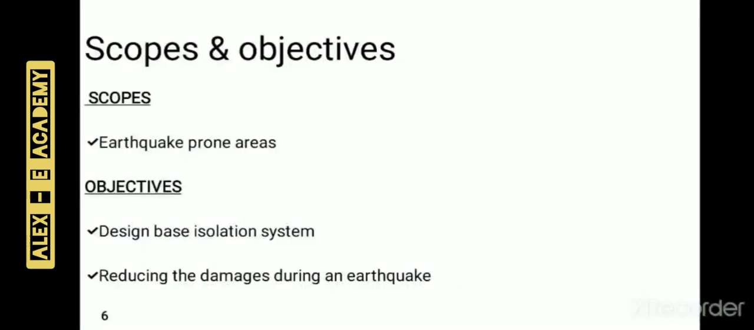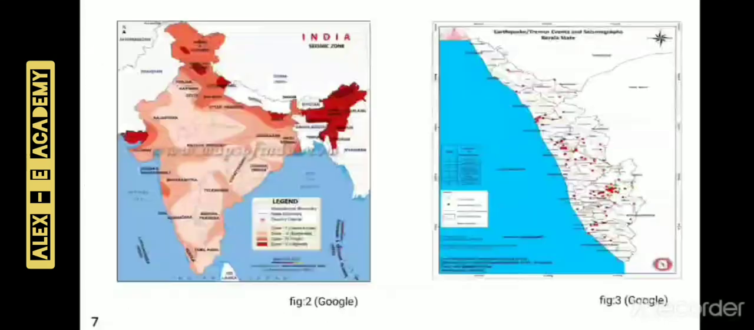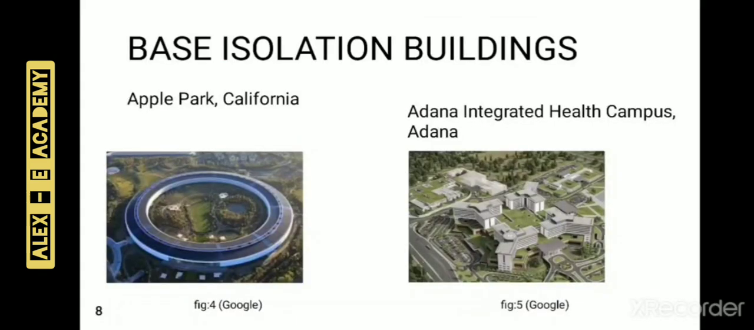Now, let's check the scopes and objectives of our presentation. We have a scope of base isolation in earthquake-prone areas. Our objective is to design a base isolation system and to reduce the damages during an earthquake. Please see the maps shown here, which highlight the earthquake-prone areas. These are some of the examples where base isolation has been applied.